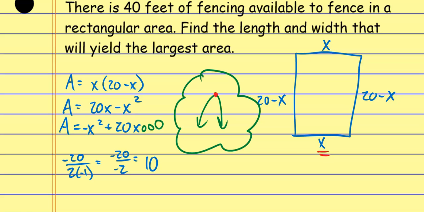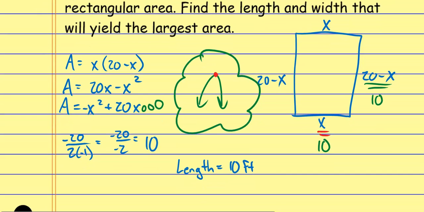So it's saying, hey, this side right here should be 10 units, which means this side should also be 10 units. So the thing that's going to maximize the area is doing something that looks like a square, okay? And so when it said find the length and width, well, we've found both of them at this point. The length of this thing should be 10 feet. And the width of this thing should also be 10 feet.